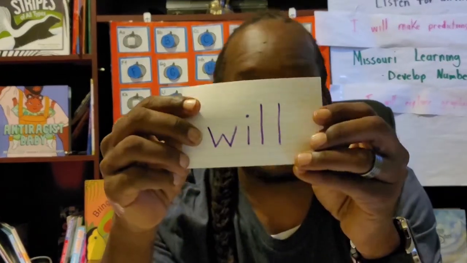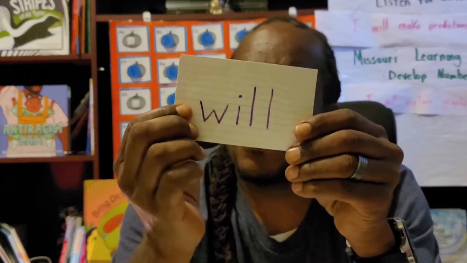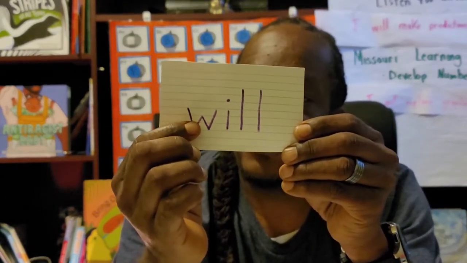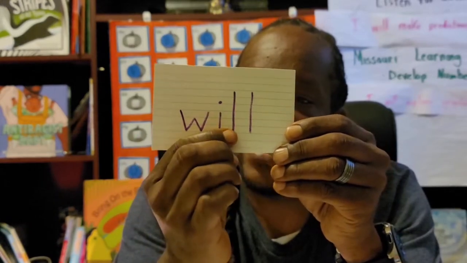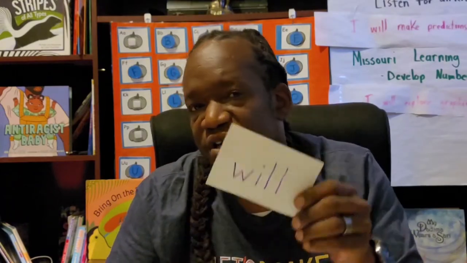What is this word? Will. Will you please help me spell will? Thank you. Let's read it. Will. Let's say the letters. W-I-L-L. Will. And boys and girls, if you don't know how to spell it, you can repeat after me. You can mimic when I say it. Like if I say W, you can say it to yourself. You can say W. And that's fine.